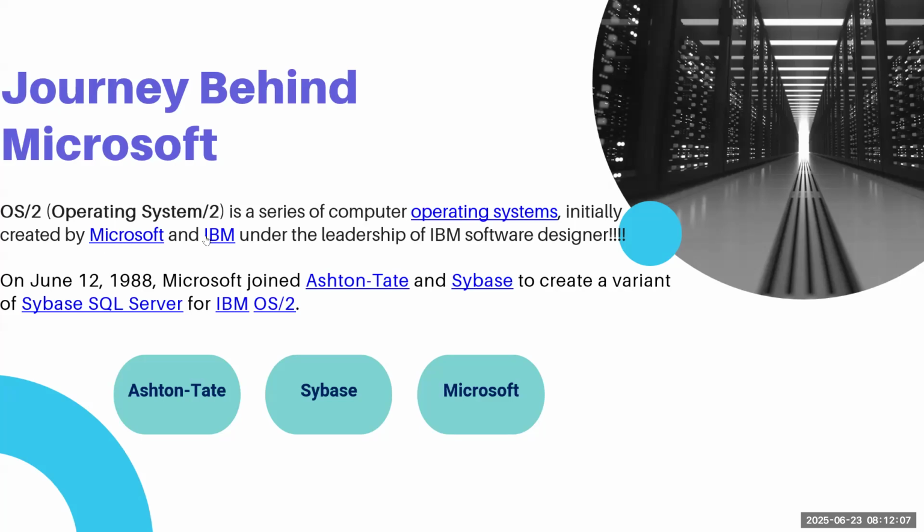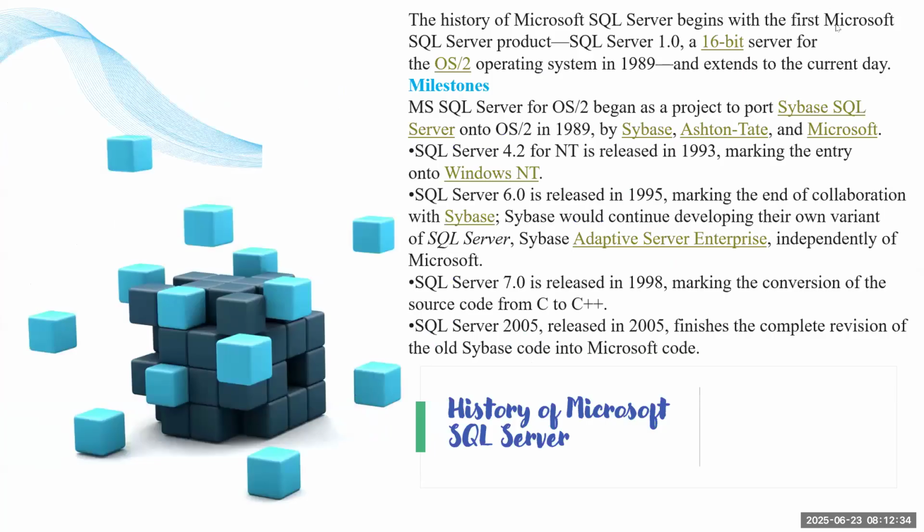At that time, due to that strategy, Microsoft thought that database would play a vital role in the future. Then Microsoft, Ashton-Tate, and Sybase talked to each other, and Microsoft designed a database called Microsoft SQL Server 1.0 on a 16-bit operating system. He designed the SQL Server product as version 1.0 in the year 1989. After that, Microsoft enhanced it a lot.